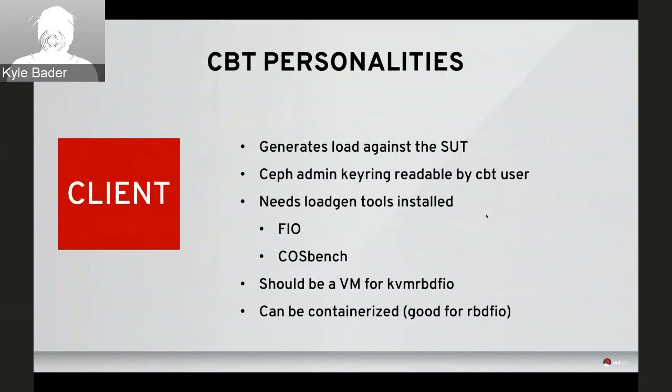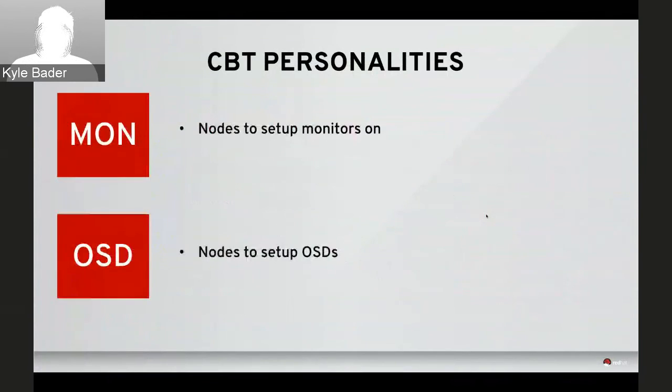And they can also be containerized, right? So these could be a list of IPs that point to LXC containers, Docker containers, etc. That's good if you want to do the RBD FIO to test multiple KRBD instances on a single physical host. And then obviously you have the monitors and the OSDs, just the normal parts of a Ceph cluster.